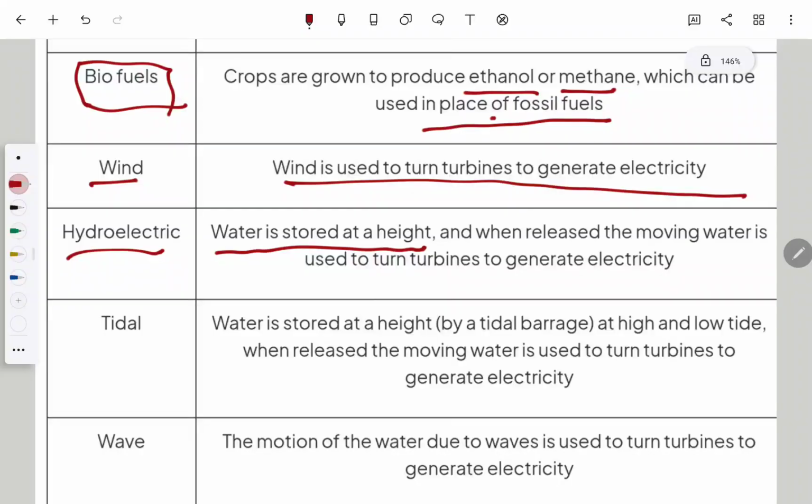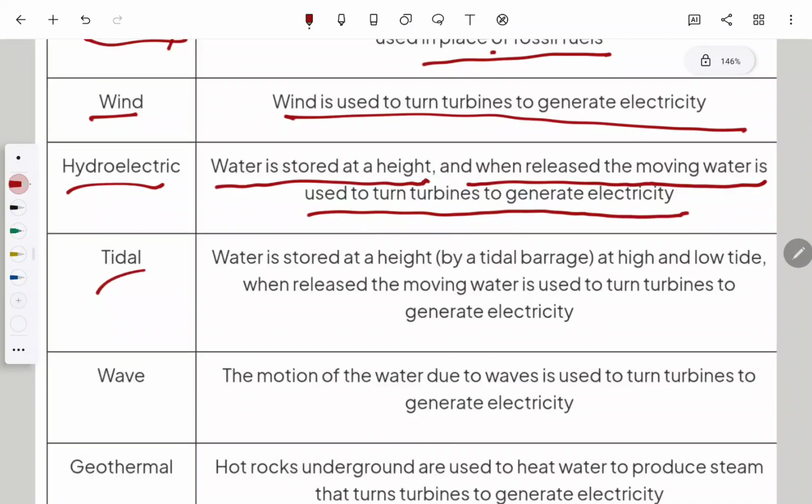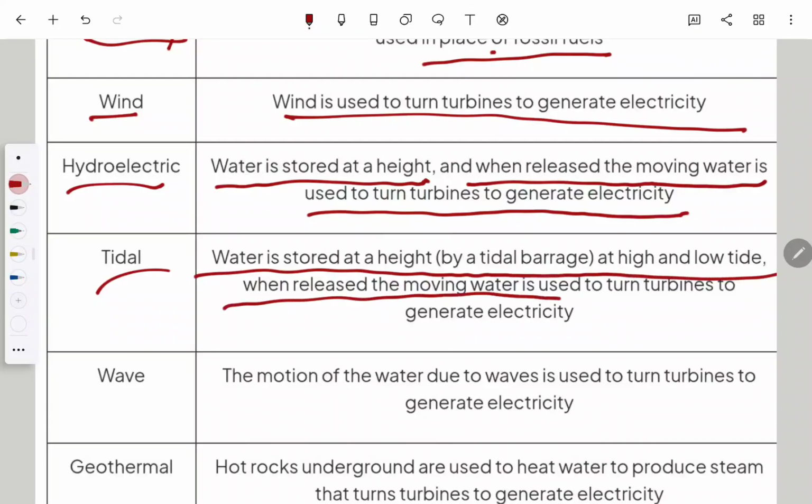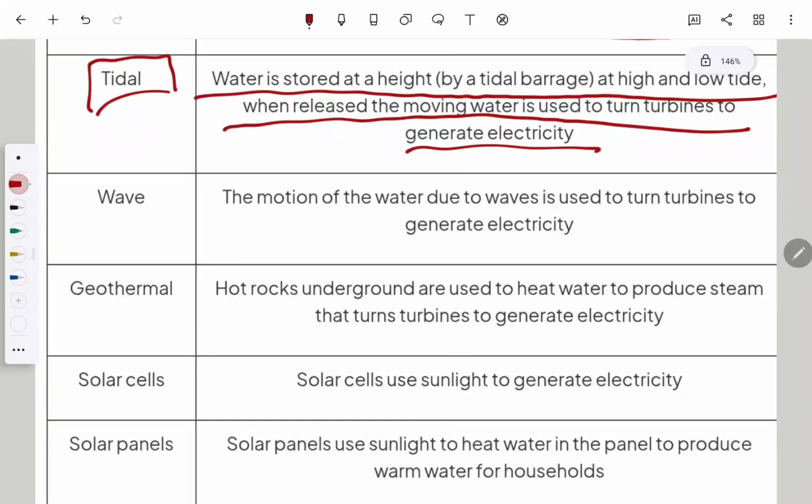Hydroelectric: water is stored at a height, and when released, the moving water is used to turn turbines and generate electricity, as we've seen in the dam example. Tidal: water is stored at a height by a tidal barrage at low tide. When released, the moving water turns the turbine to generate electricity again. This can be done, as you can see right here, artificially, where people on purpose put water at a high place and then release it, and once they release it, it hits the turbines and it spins. Sometimes they place it in countries that already have natural tides and the turbine keeps spinning non-stop.